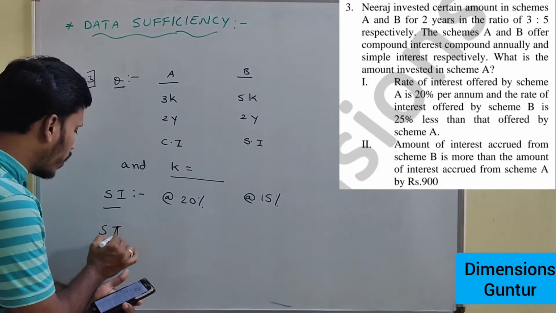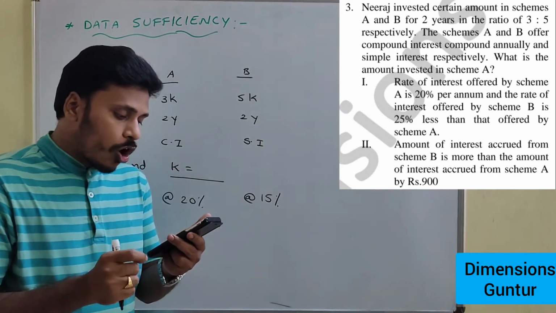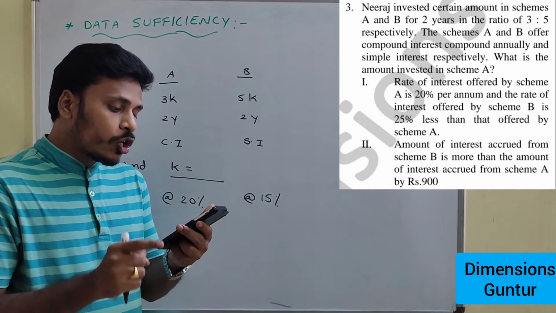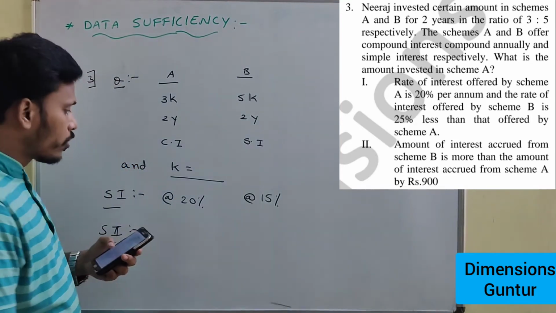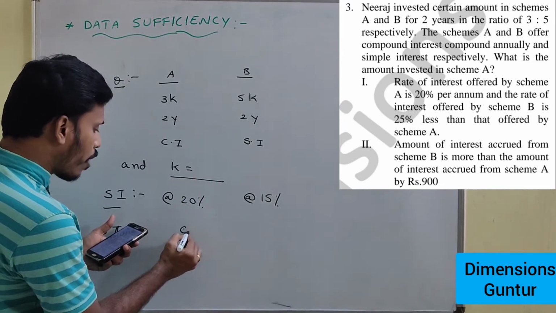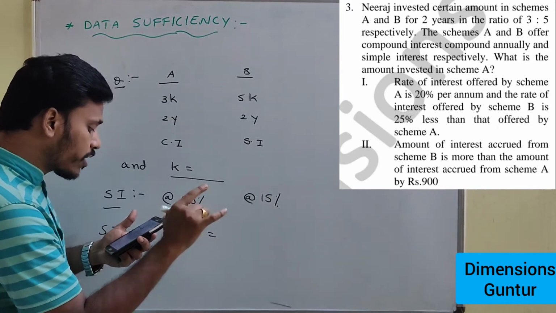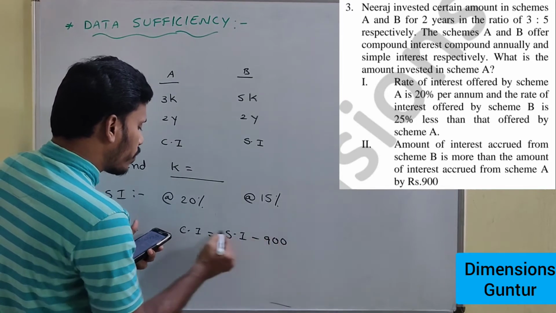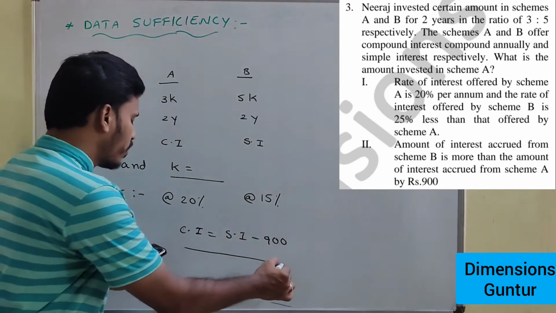And in statement 2, what is given? In statement 2, the amount of interest accrued from scheme B is more than the amount of interest accrued from scheme A by 900 rupees. So here you will get some interest, right? Compound interest. And here it is given that the simple interest minus the compound interest is equal to 900 rupees. This is given in statement 2.